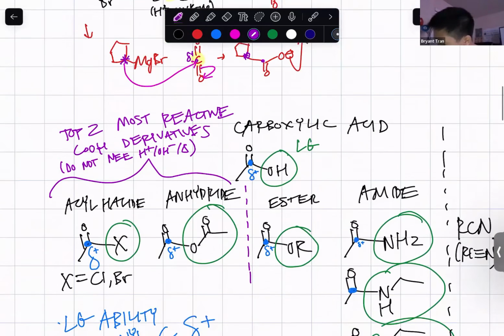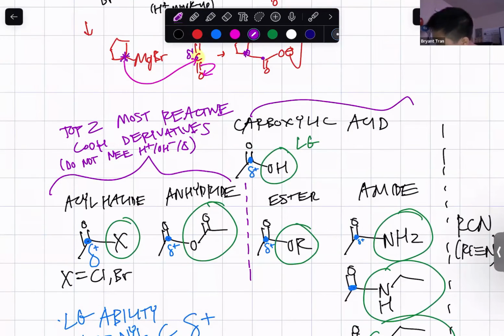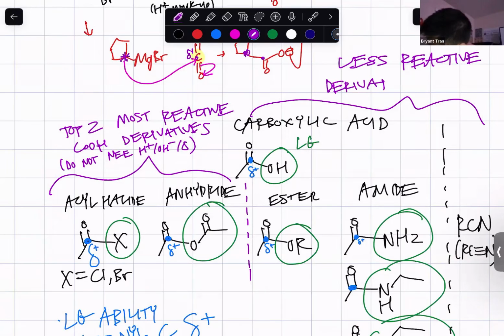Whereas these less reactive derivatives will need acidic conditions or basic conditions or heat to react. Okay.